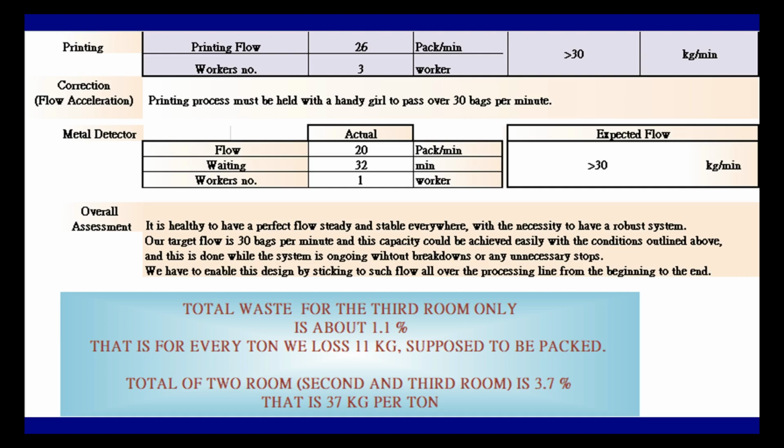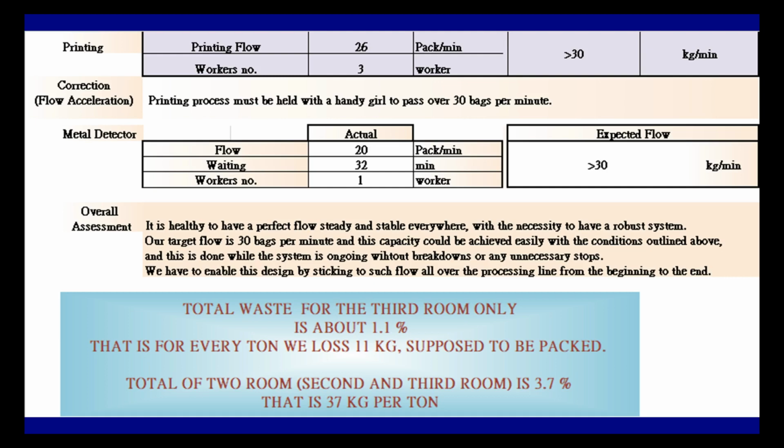Overall assessment. It is healthy to have a perfect flow, steady and stable everywhere, with the necessity to have a robust system. Our target flow is 30 bags per minute and this capacity could be achieved easily with the conditions outlined above, and this is done while the system is ongoing without breakdowns or any unnecessary stops. We have to enable this design by sticking to such flow all over the processing line from the beginning to the end. Total waste for the third room only is about 1.1%, that is for every ton we lose 11 kilograms that were supposed to be packed.